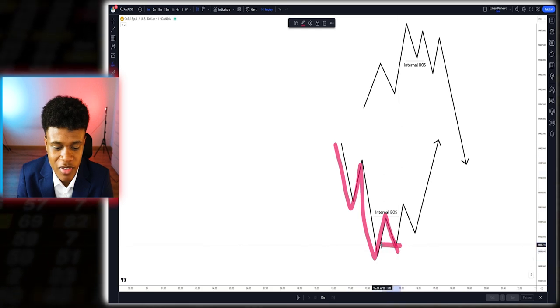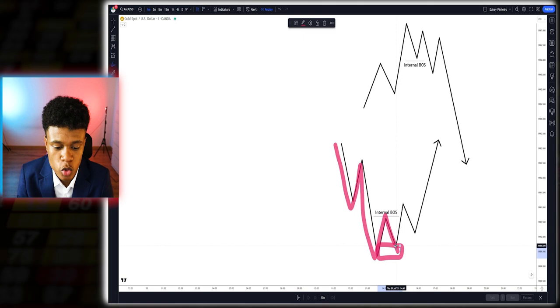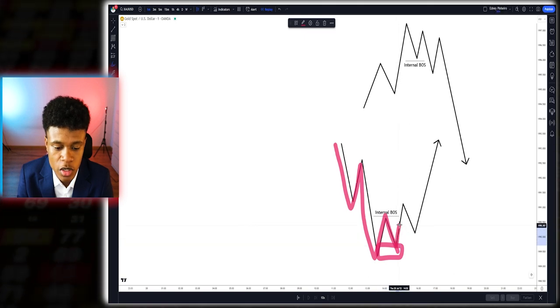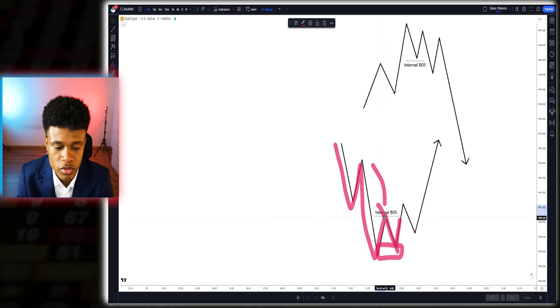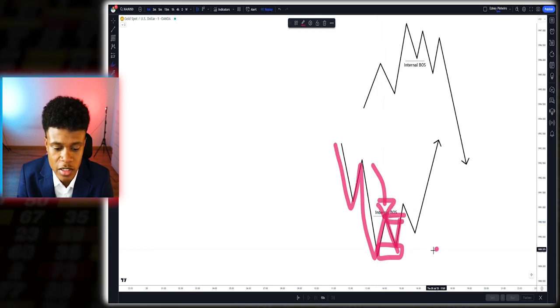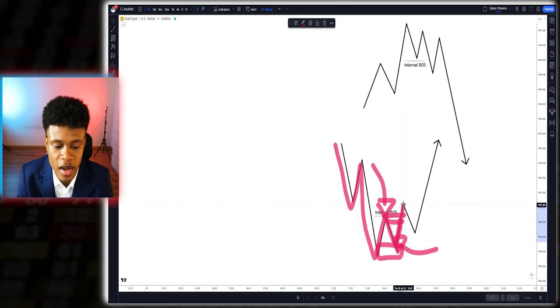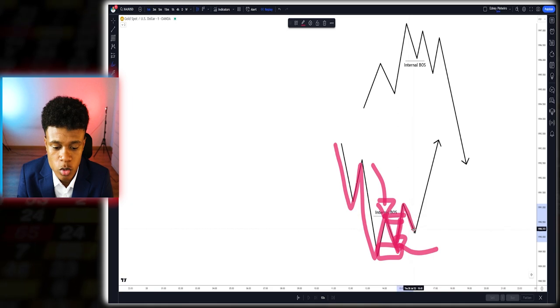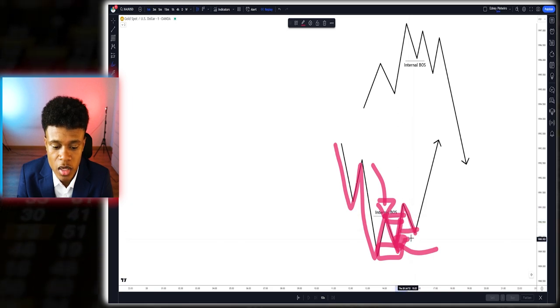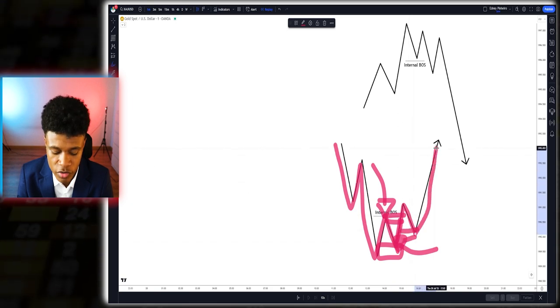Sellers, buyers, a fight will happen right here between sellers and buyers. Buyers won. Buyers will push the price up, but remember, sellers joined firstly right here. So we will have another fight right here. If buyers that joined here are successful again, they will win the second fight, and since they won, price will retrace. We will be able to take our entry and go with them.